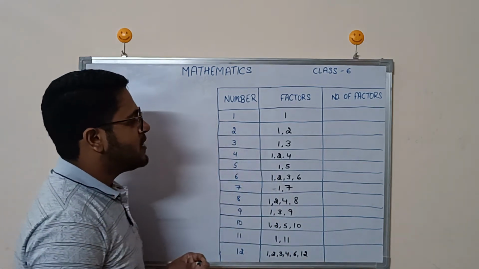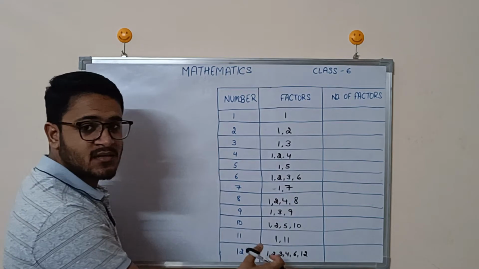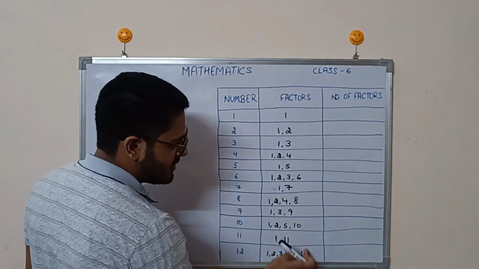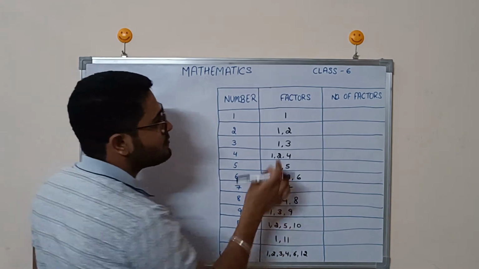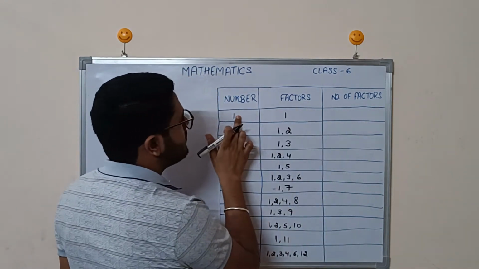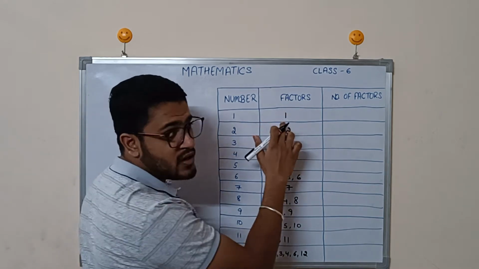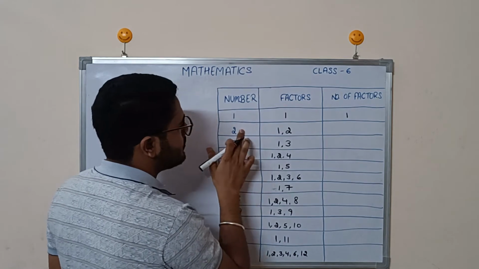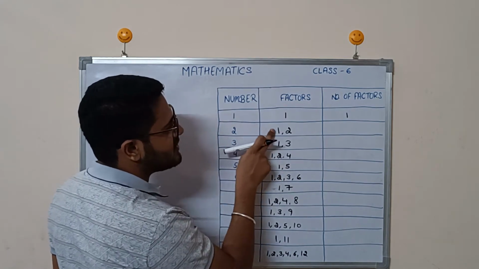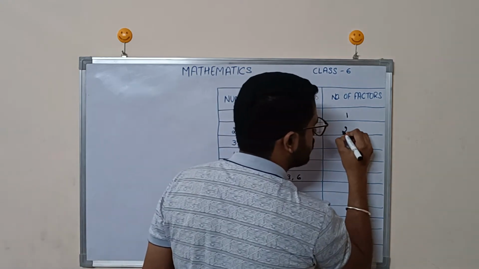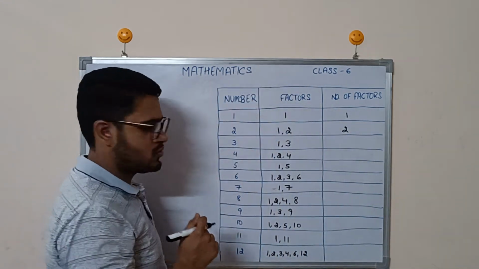So now we have found the factors of these numbers 1 to 12. We have written down all the factors. Now let's find the number of factors. The number of factors of 1 is only one factor. So the number of factors is 1. Number of factors of 2: the factors are 1 and 2. So there are 2 factors of the number 2.